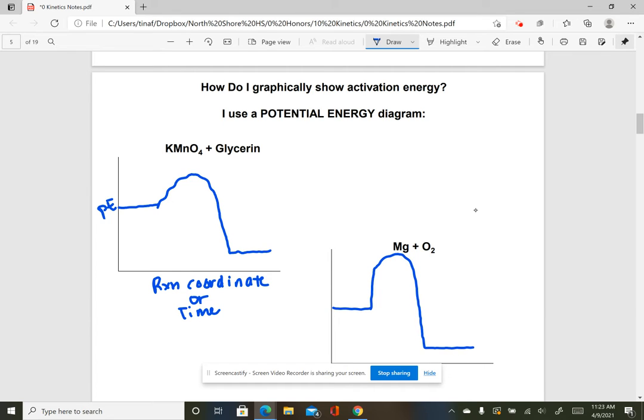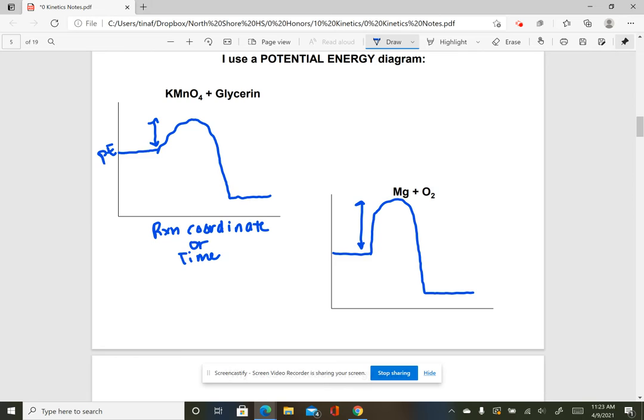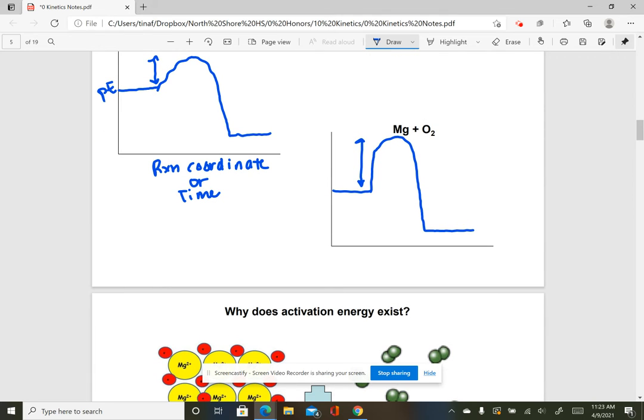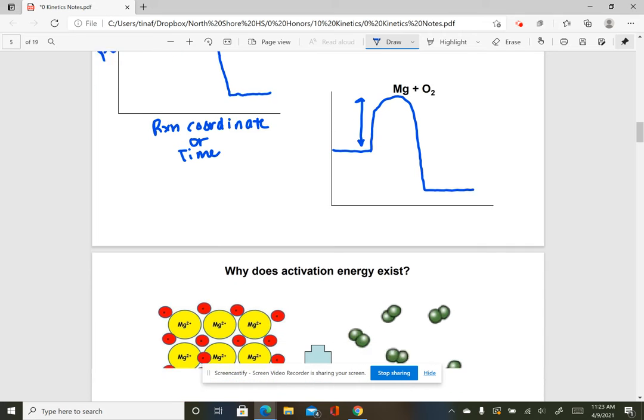Okay, so we're looking at how high the hump goes here, versus how high the hump goes in this reaction. So it's going to be harder to get the Mg and the O to react compared to the KMnO4 and glycerin. We need to add more energy. Okay, so these are called potential energy diagrams, and they're a little bit more complicated than what I'm showing you right now, and we'll get to that in a minute.